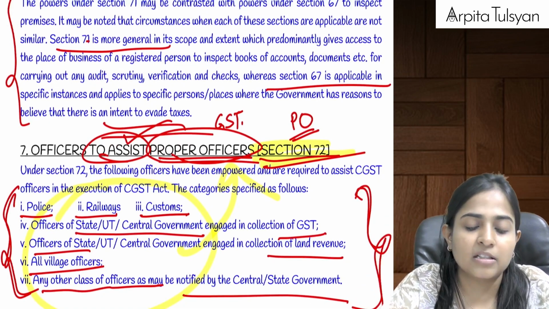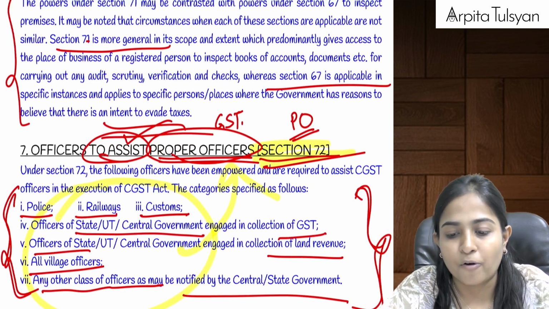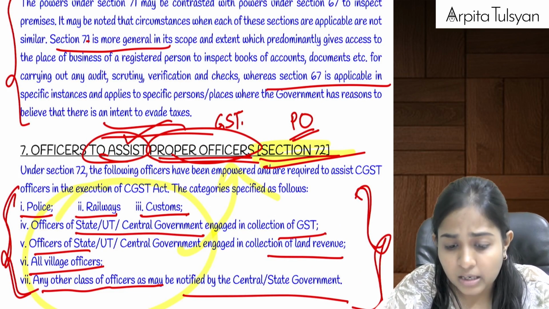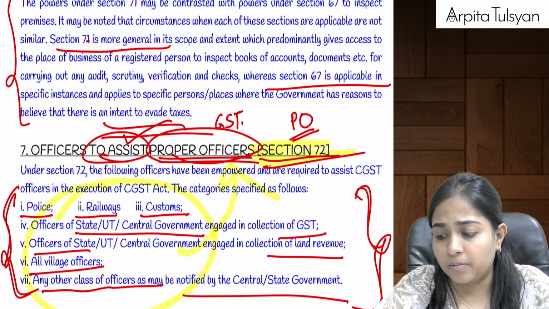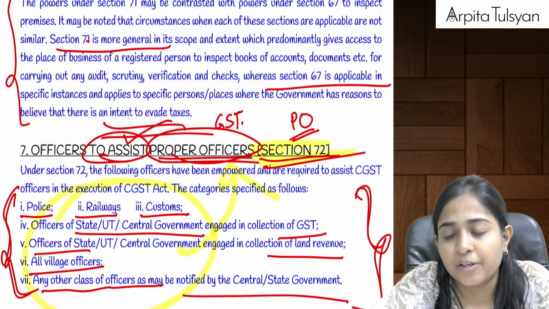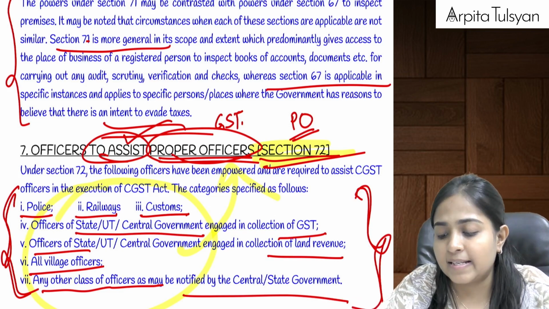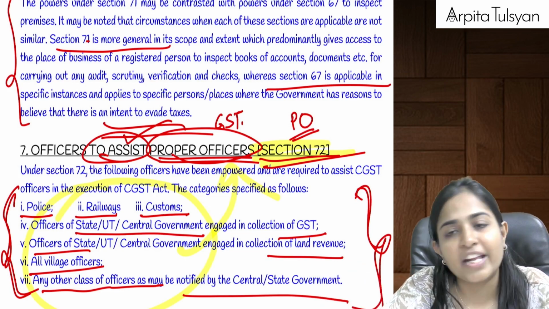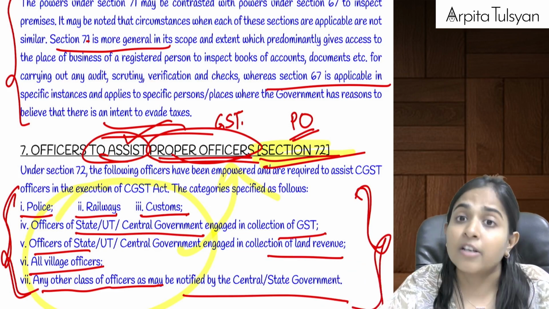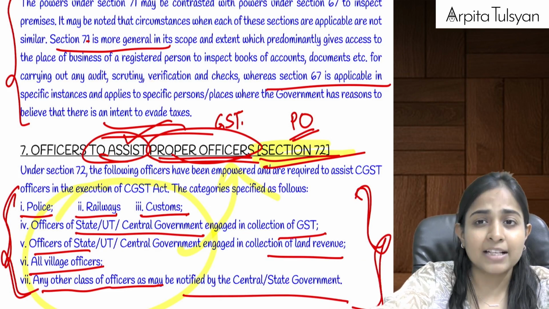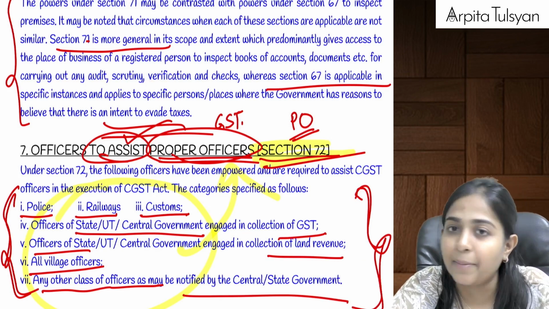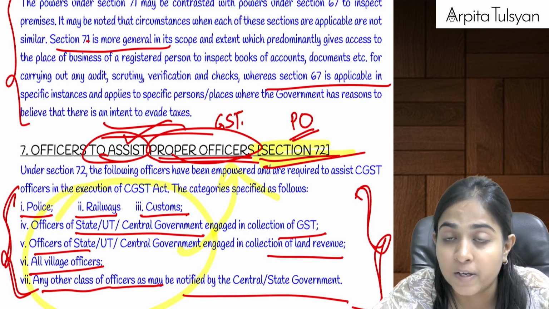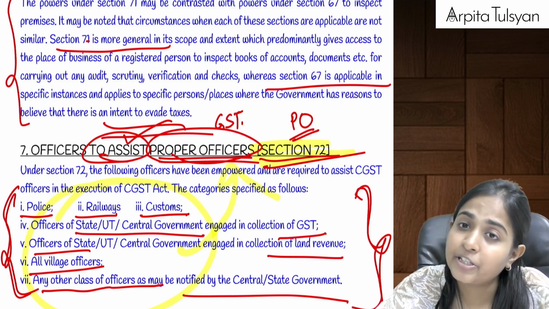And the last one here, section number 72, which talks about officers to assist the proper officers. Whenever these proper officers are doing any scrutiny, verification, audit, search and seizure, etc., in the business premises or in case of any particular client, it can so happen that they need help of other departments, or help of local police, or local administration, etc.